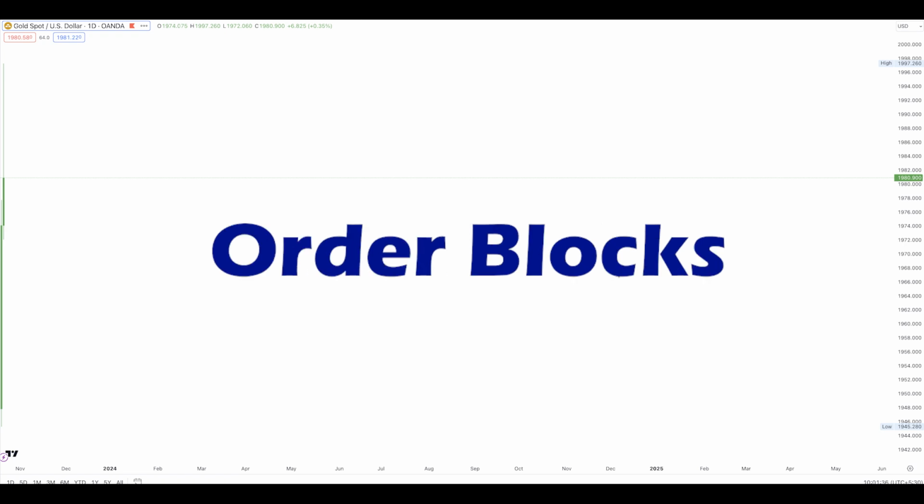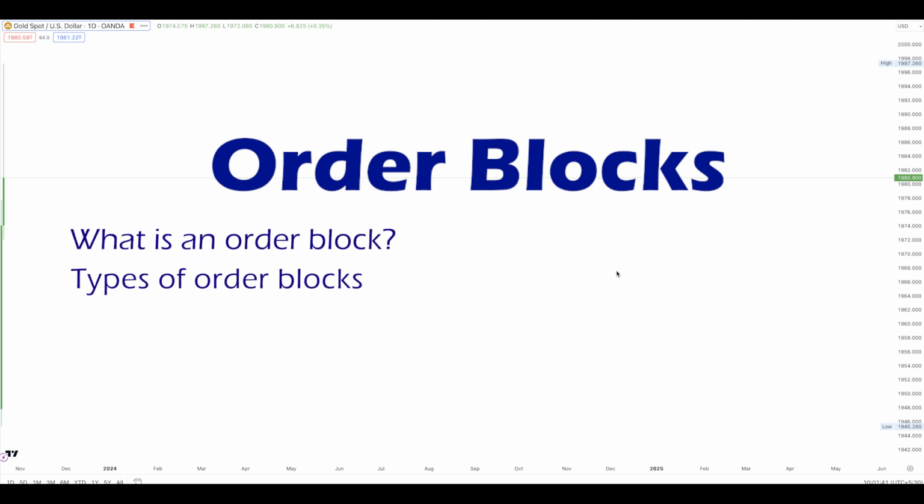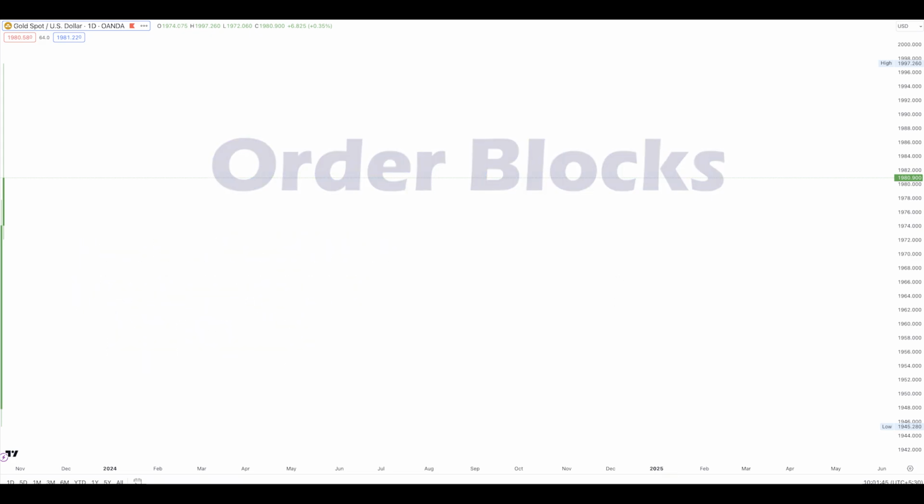Our topic for today is order blocks. So what we are going to talk about today is what is an order block, types of order blocks, bullish order blocks, and bearish order blocks.